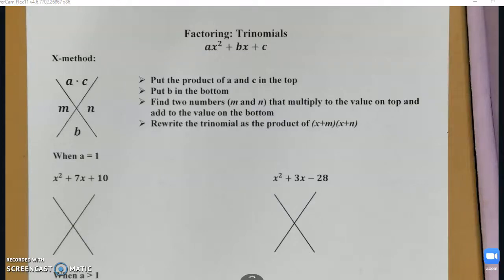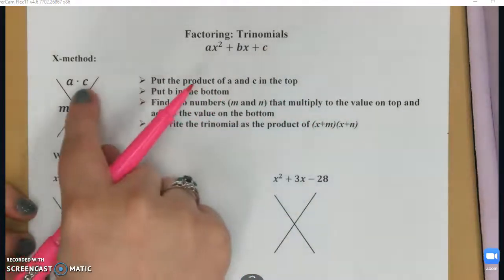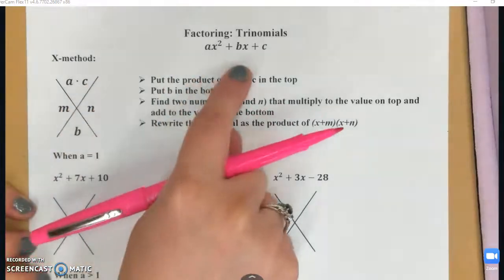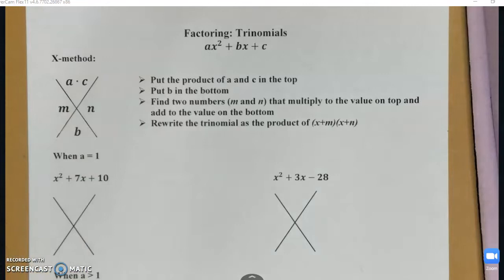We have this fancy x method that we can use to help us factor these trinomials. We focus on our coefficients and constants in this x method. Whatever my a and c terms are, I multiply them together, and that's the number that goes in the top of my x. Then b, the coefficient on my middle term, goes in the bottom. So I look at my product of a and c and my b values, and I think, okay, what are two numbers that multiply to the value in the top and add to the number in the bottom? And that is how I find m and n.